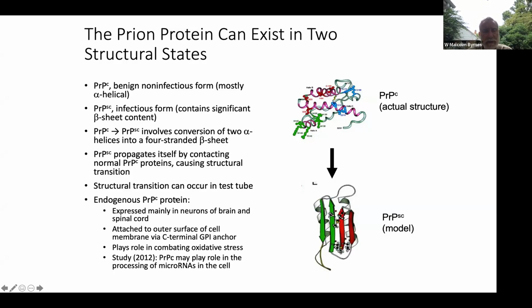So the endogenous cellular protein is expressed mainly in the neurons of the brain and spinal cord. It's actually attached to the outer surface of these neuronal cells, in the cell membrane, via a C-terminal GPI anchor. I mentioned that earlier when I talked about attachment of proteins. And the protein is thought to play a role in combating oxidative stress. And in 2012, a study showed that PrPC, the endogenous protein, might play a role in the processing of microRNAs in the cell, but it's still largely not known exactly what the endogenous protein is doing.